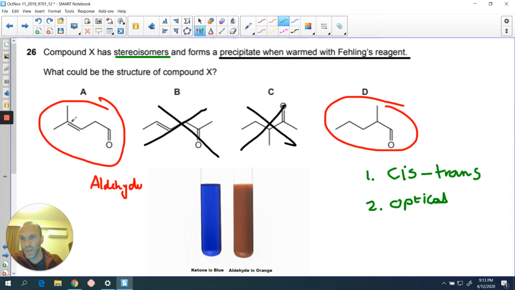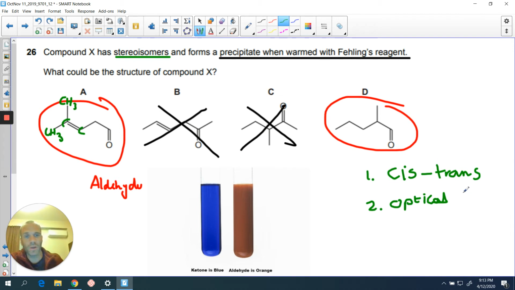So if we look at A here, if I draw in my carbons, then this would be a methyl group, and this would be a methyl group. Okay, so we can't have cis-trans isomerism here because we've got two of the same groups attached to that carbon. If you switch them around, you've got the same thing. So we don't have cis-trans in A.